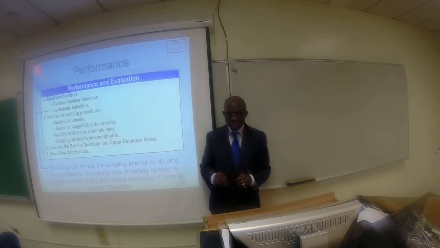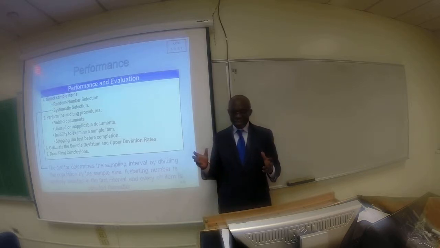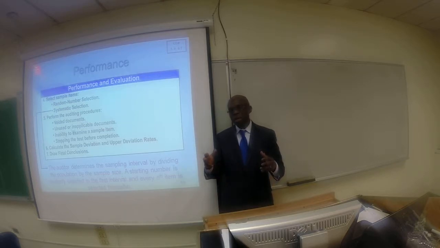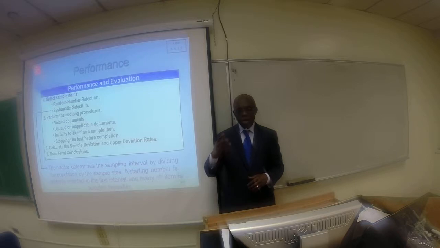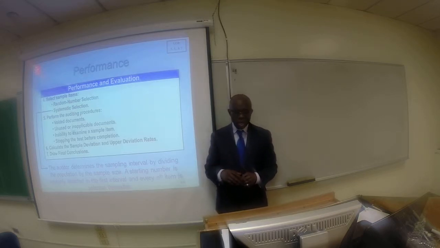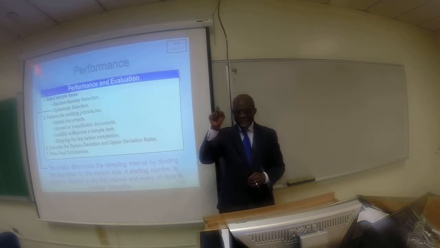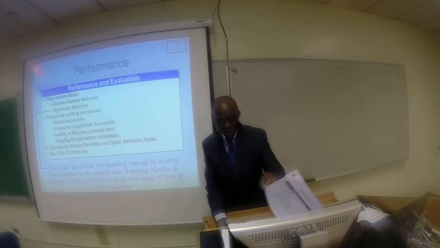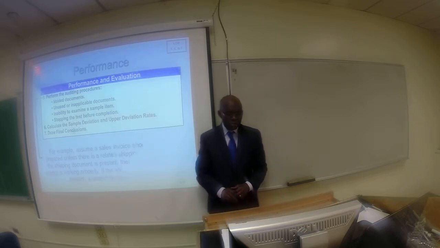Number 2, performance. The auditor determines the sampling interval by dividing the population by the sample size. In other words, if we are planning to select only 100 items of thousands and thousands of items in the population, then we divide the entire population by 1,000 in order for us to know the every nth item to be selected as part of our sample.